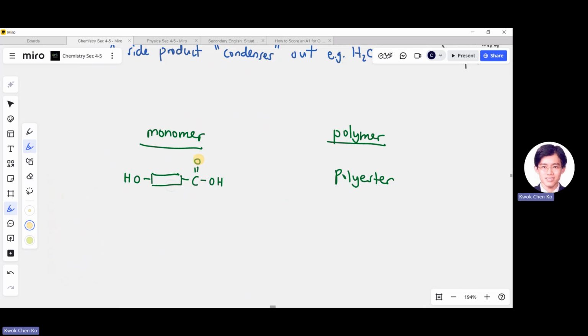But you have to recognize this group. What group is this? Alcohol? No. COOH is a carboxylic acid group. Nothing wrong with saying carboxylic acid group, but to be more exact, it's called your carboxyl group.